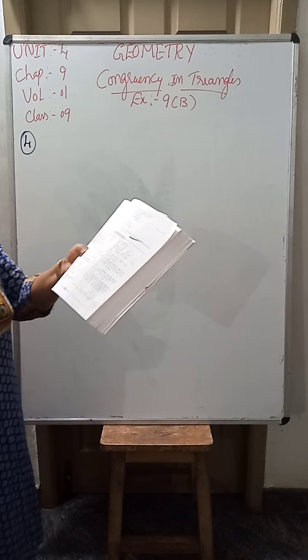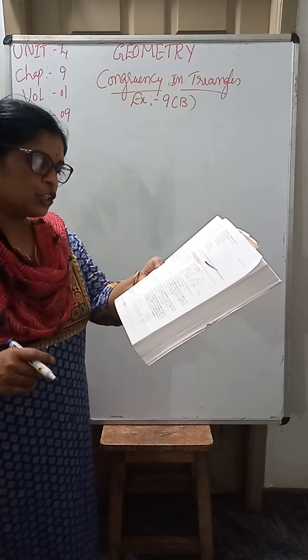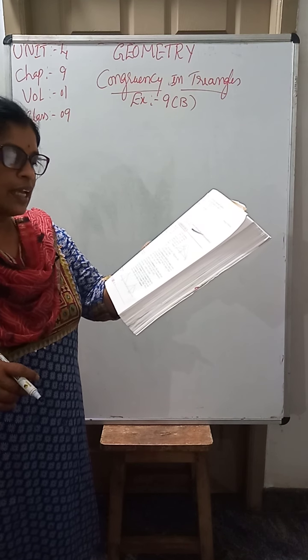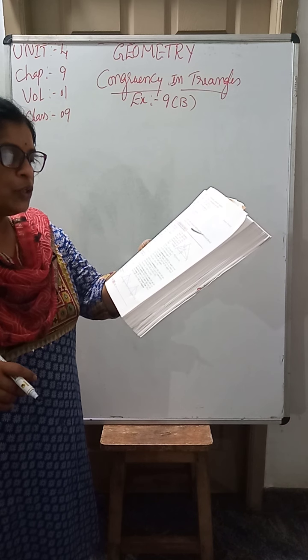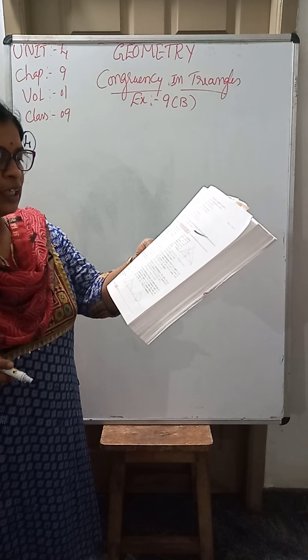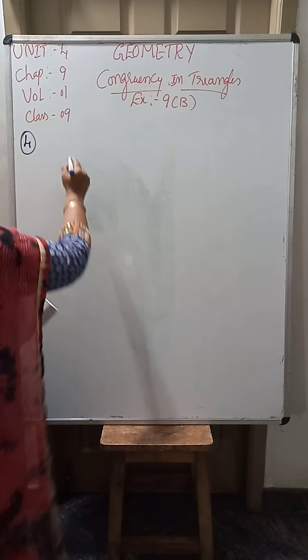In a triangle ABC, let me draw. I am not going to write the question. Let me read the question once. In a triangle ABC, BD is the median to the side AC. BD is produced to E such that BD is equal to DE. Prove that AE is parallel to BC. First let me write the triangle ABC.